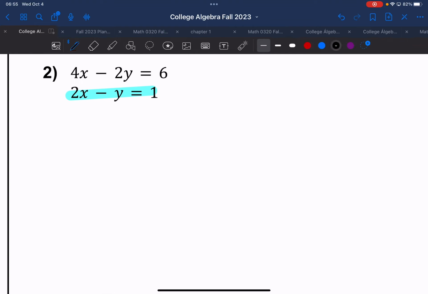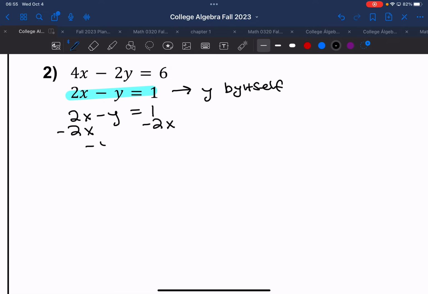Okay, so we're going to get y by itself. I have 2x minus y equals 1. I'm going to have to subtract the 2x over. And I have negative y is equal to negative 2x plus 1. And I don't want a negative y, so what's going to happen to all my signs? Flip them. Yep, it's going to change. So now I have y is equal to positive 2x minus 1.